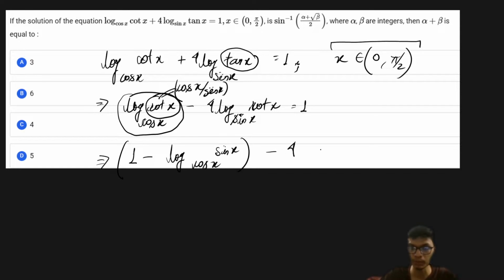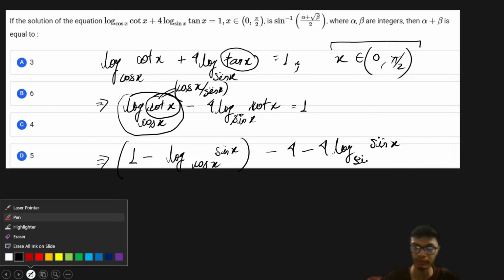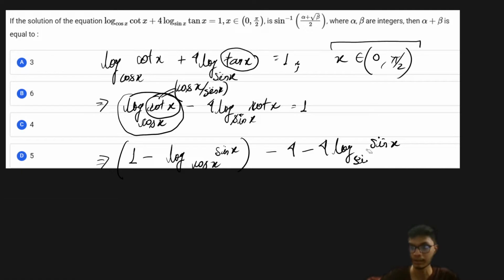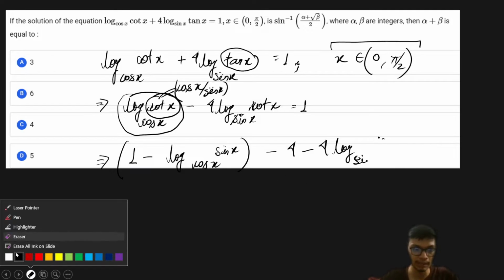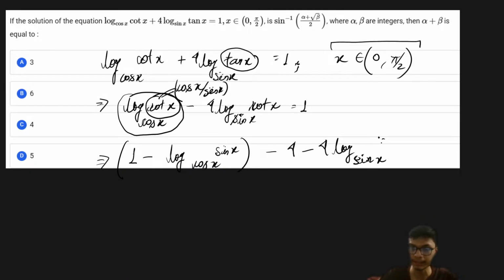right, minus 4 times log of, now I'm going to use the same property over here. So it is going to become minus 4 times log of, sorry, cos x base sin x, right? So you will have the base over here as sin x, and this part is going to be cos x, and log of cos x base cos x is equal to 1, right? So therefore we are obtaining an equation in this, right?